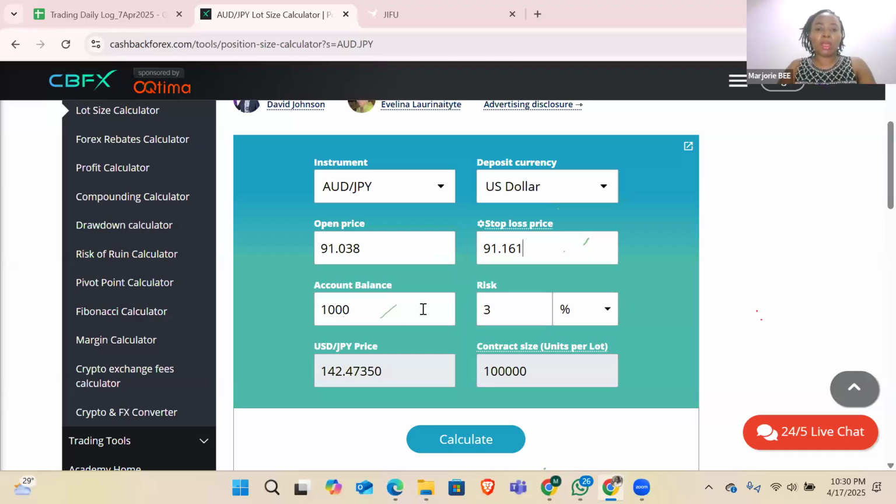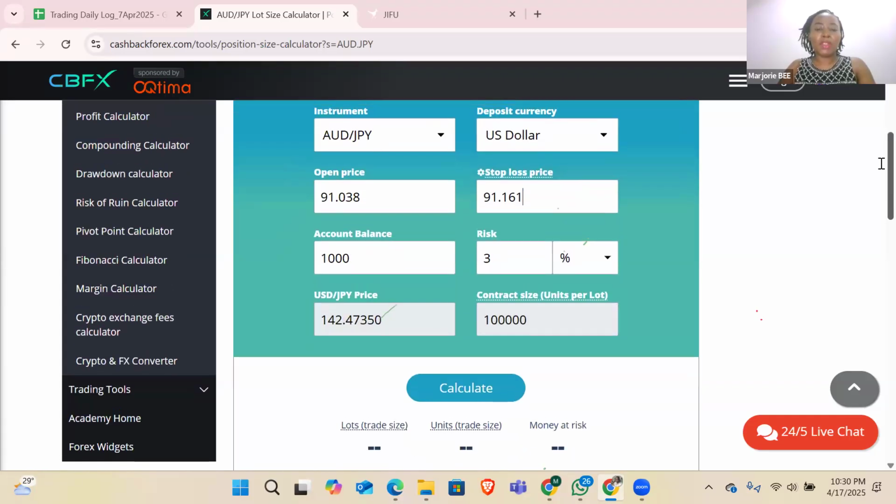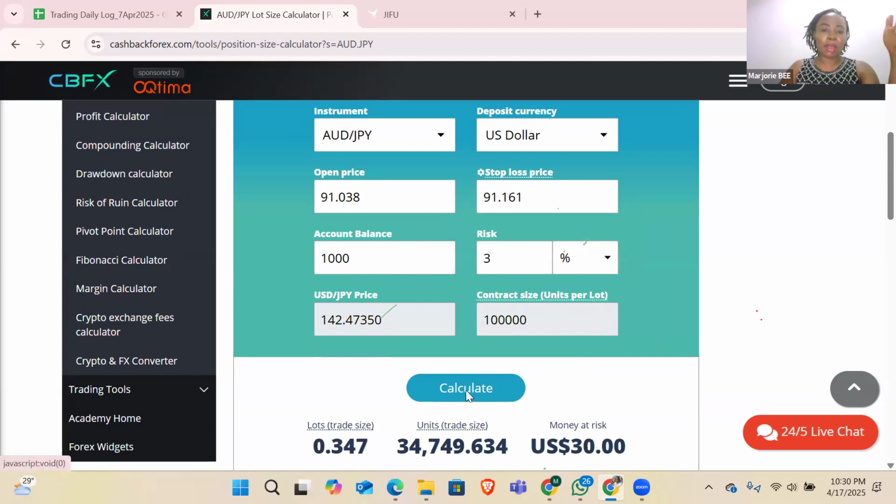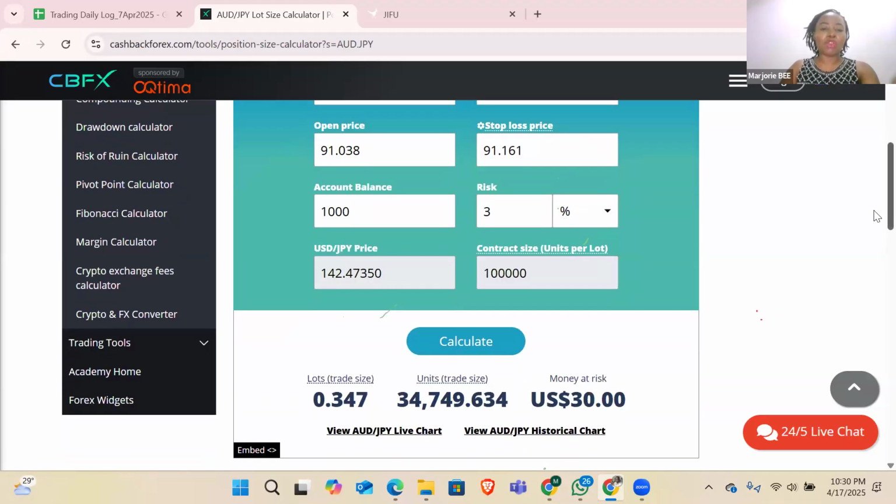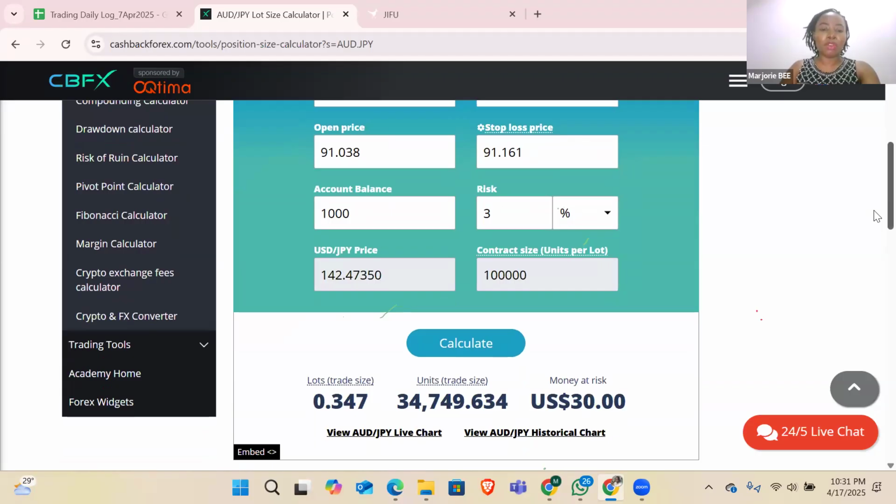Okay, let me finish this one. And then, how much are you risking? Let's say your account balance is $1,000, and you're risking 3% of your account. If you're risking 5%, you know how to calculate it. By the time you calculate, it shows you the right lot size to use for this trade, and how much you're risking. So for this trade, you're risking $30, and this is the correct lot size to put in your MT5.